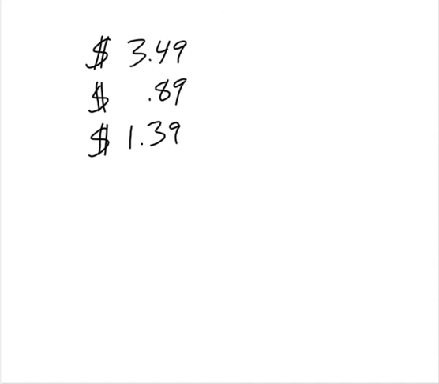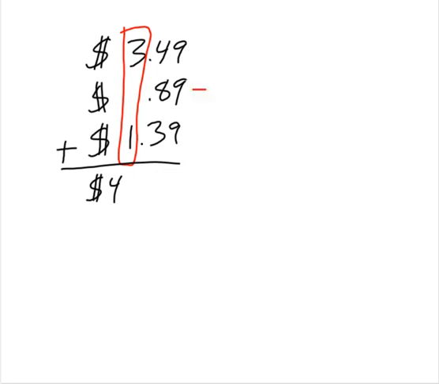Okay, so front-end estimation, we've got the 3 and the 1, that's $4. Then we have 89 cents, that's pretty close to $1. So we'll say that's $1. And then this 49 plus 39, kind of the same as the last time there. Let's bring those together. That's going to be about $1.